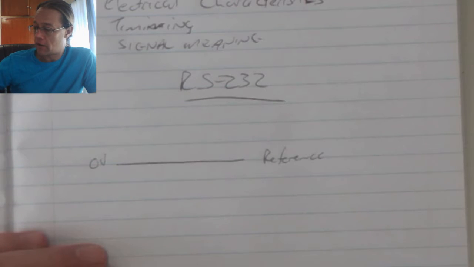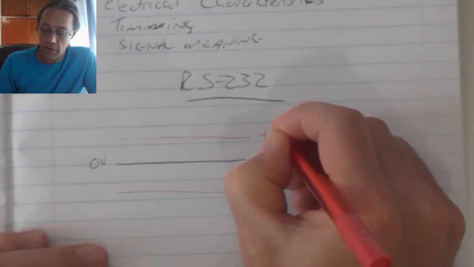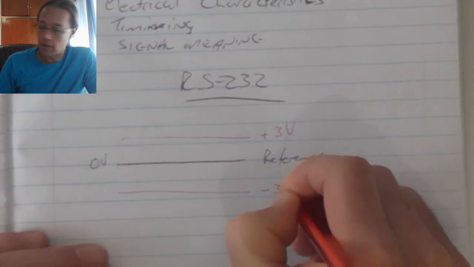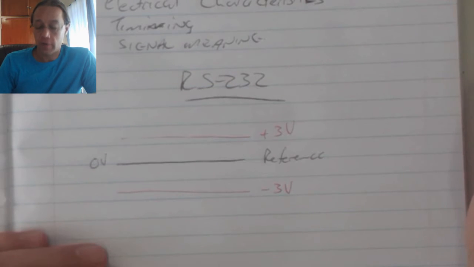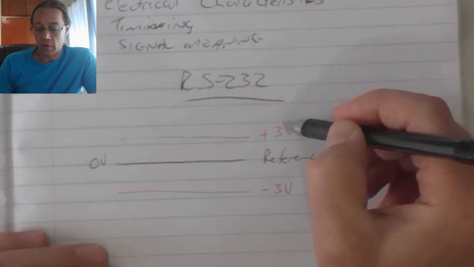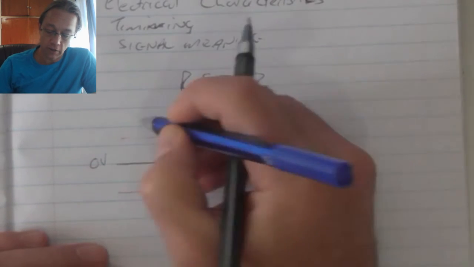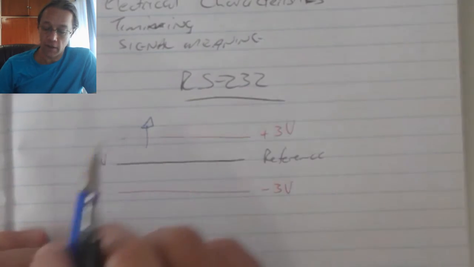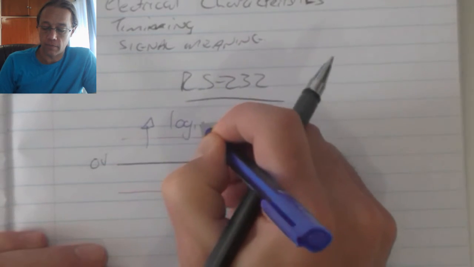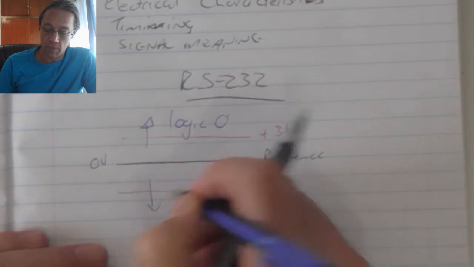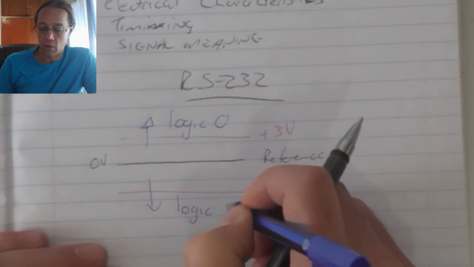Now, the way that the RS232 operates is we've got a 0 volt reference, voltage, and it generates two levels. We've got a plus 3 volt level and a minus 3 volt level. Microcontroller typically runs on 5 volts. So any signal that goes above the plus 3 level is considered a logic 0, and anything that goes below the minus 3 level is considered a logic 1.